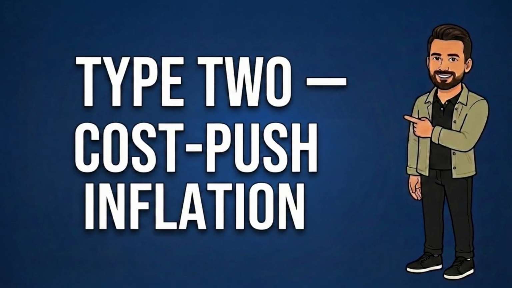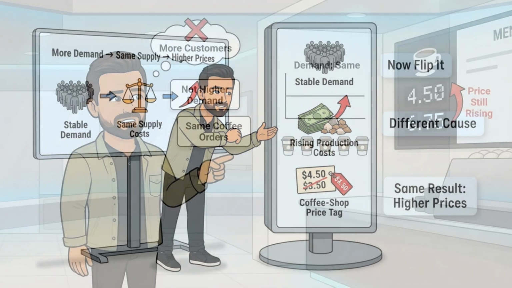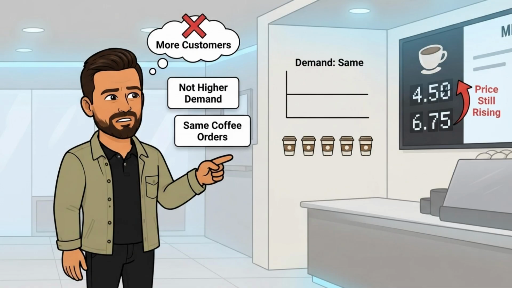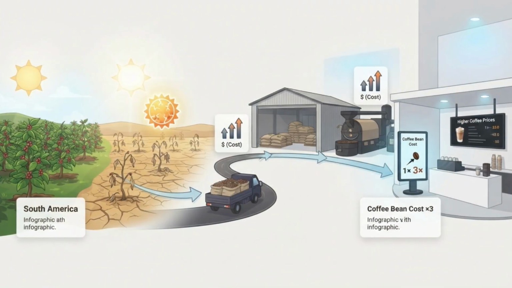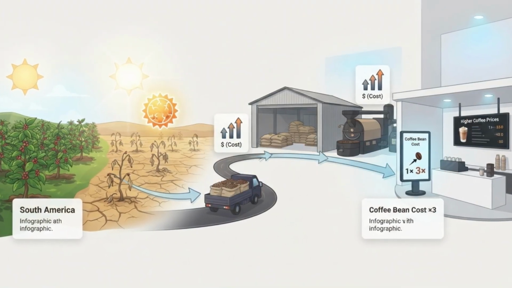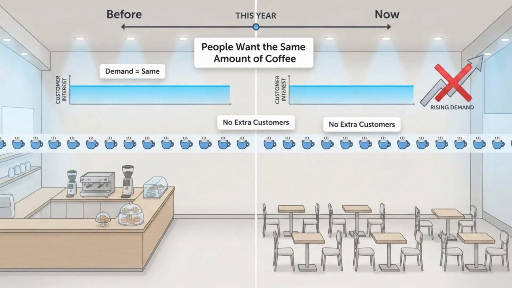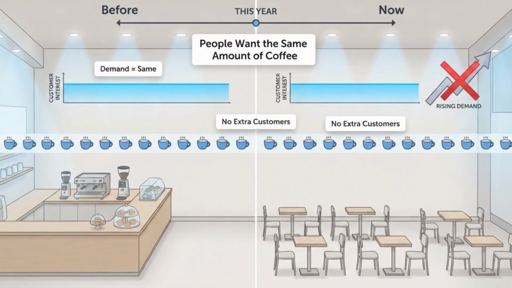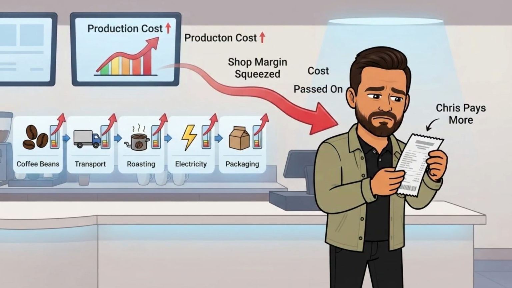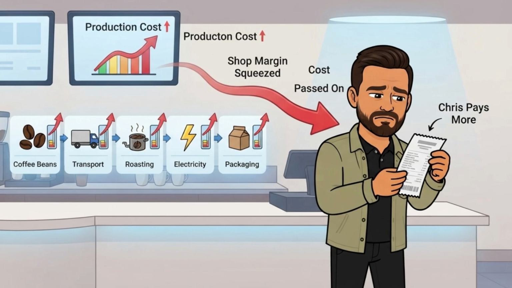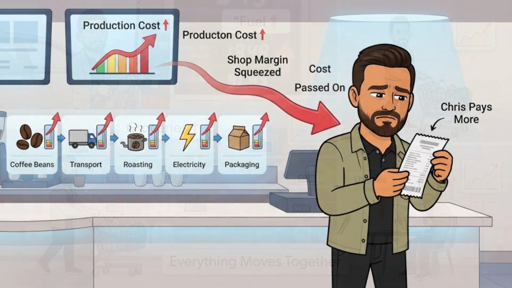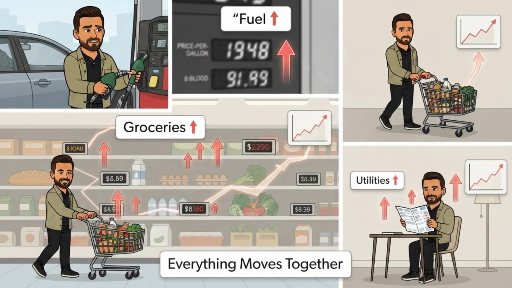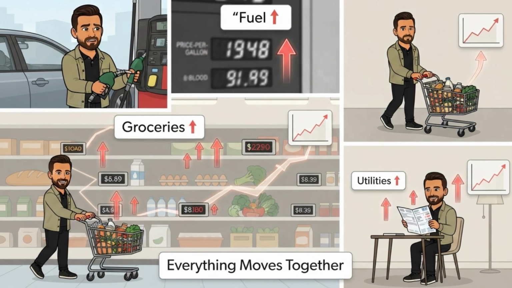Type 2: cost push inflation. Now flip the scenario. Chris's favorite coffee shop isn't raising prices because everyone suddenly wants more coffee. They're raising prices because the cost of coffee beans tripled this year due to a drought in South America. The demand for coffee hasn't changed. People want exactly as much coffee as they always did. But the cost to produce that coffee has gone up. So the shop has no choice. They pass that cost on to Chris. Chris fills up his car. Chris buys groceries. Chris pays his utility bill. All of it moves together.